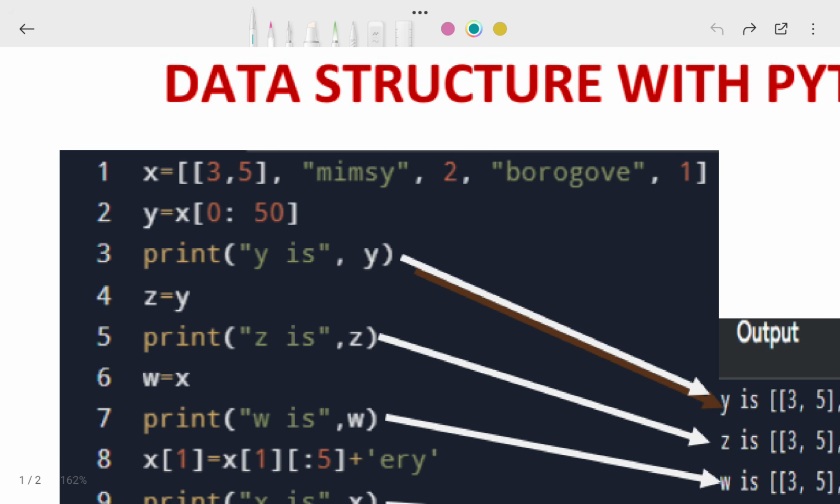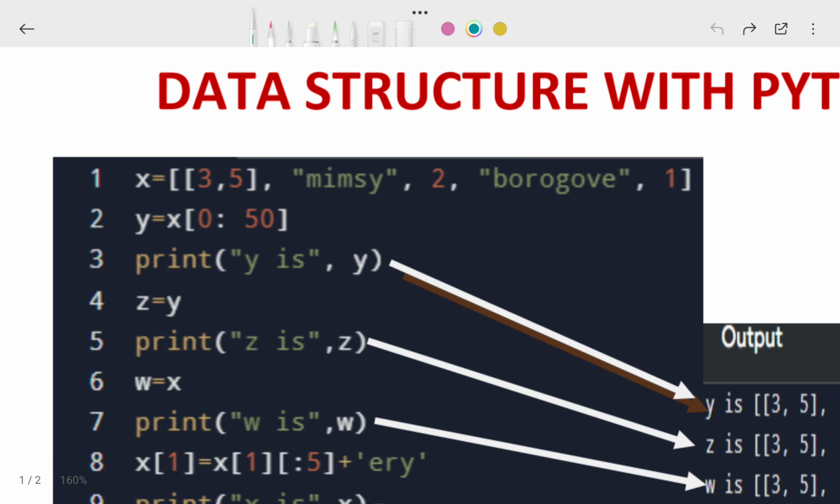The first line they have given you is x is equal to, this is the list. First one, this is x0, this is x1, this is x2, this is x3, and this is x4. Okay, this is a list. Now what he has given you, y is equal to x[0:50], and y is referencing to x, and the total range is from 0 to 49.